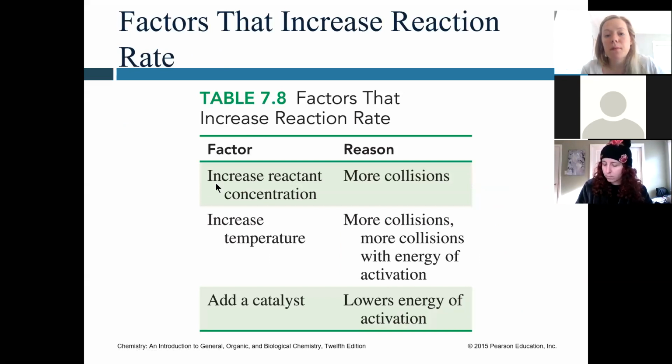So a couple things: if we increase the reactant concentration, we're going to get more collisions, and we'll increase the rate of reaction. If we increase the temperature, we'll get more collisions, and more collisions with the energy of activation. So more collisions that are meeting that energetic point. And if we add a catalyst, we're going to just lower the whole energy of activation.